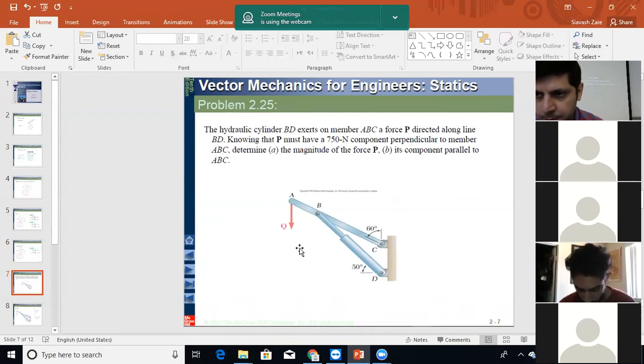So if you have a component perpendicular to member ABC, you must have a reference frame where one of its directions lies on this component and the other is perpendicular to that, which is along ABC. Then you are asked to calculate the magnitude and its component parallel to ABC. So everything is similar to the previous problem, except that you have to draw the frame of reference here.